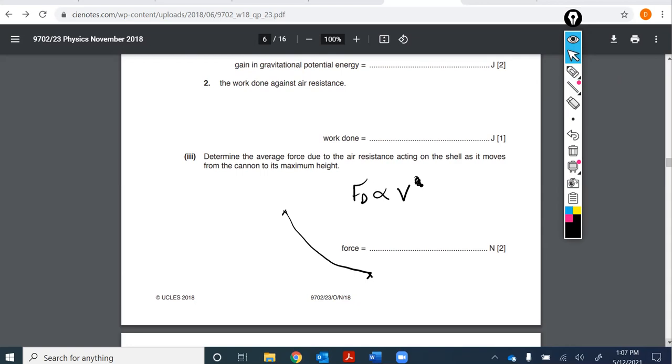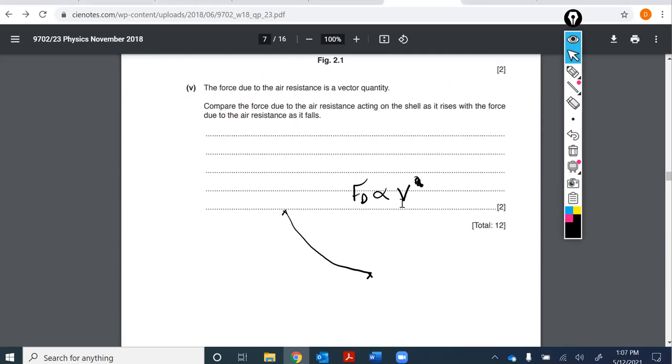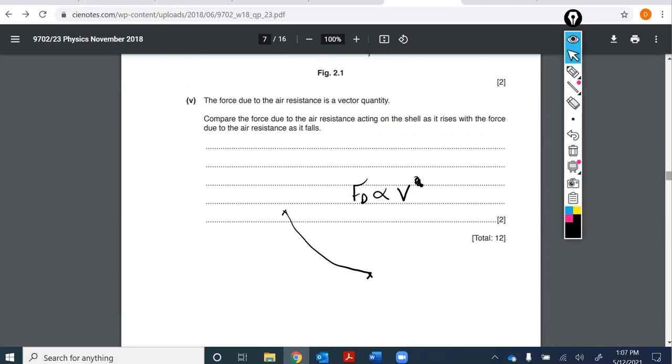I think that might be close to the end of this question. It just says the force due to air resistance is a vector quantity. Compare the force due to air resistance acting on the shell as it rises with the force due to air resistance as it falls. So it's always a resistive force. As it's rising, the resistive force is opposing it, pushing down. As it falls, the shell is falling through the air, and so the force pushes back up on it. So it's always resisting the motion.